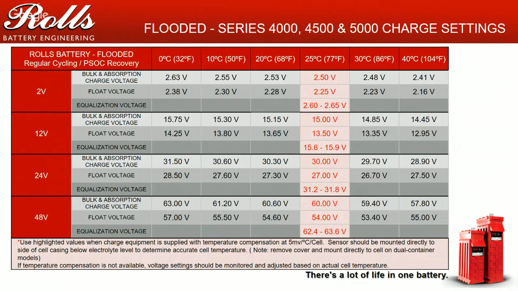So if your customer's heavily cycling the batteries, or you're trying to recover the batteries from abuse, what you want to do is set your bulk and absorption rates, your charge voltages, at this 2.5 volts per cell. Typically, you want to run that for 4 to 6 weeks and see if you can recover your specific gravities. Once you recover your specific gravities, you can drop that a little bit lower.